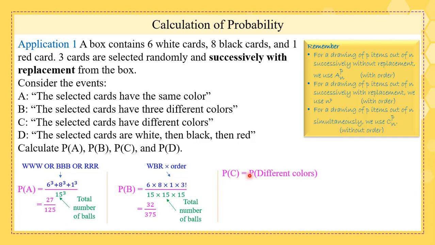So the best way here is to use the probability of same plus the probability of difference is 1. And for the same color, it's the probability of A. And this would be 98 over 125.